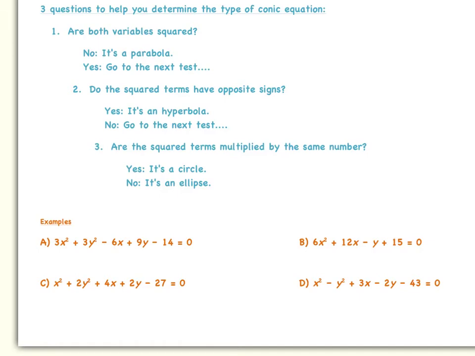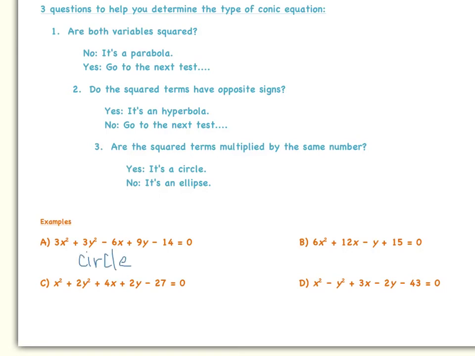So looking at example A, I'm going to ask the question, are both variables squared? And the answer is yes, they are. So that means I need to go to the next question. Do the squared terms have opposite signs? Well, the answer is no, they don't. So that means I have to go to the third question. Are the squared terms multiplied by the same number? Meaning, do they have the same coefficient? And yes, they do, so that means we have a circle.